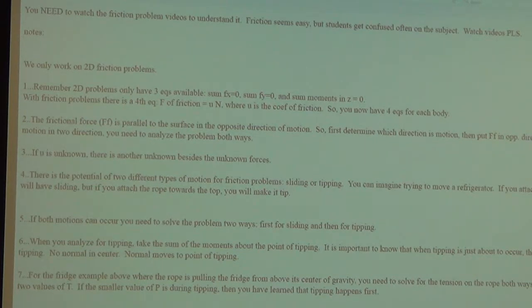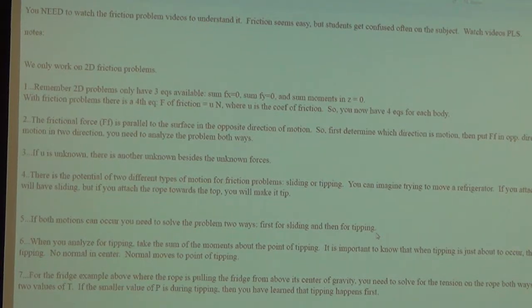There's a potential of 2 different types of motion for friction, sliding or tipping. You can imagine trying to move a refrigerator. If you attach a rope around the refrigerator low, you will have it slide. If you attach the rope towards the top, you will make it tip. 5. If both motions can occur, you need to solve the problem 2 ways. First for sliding and then for tipping.